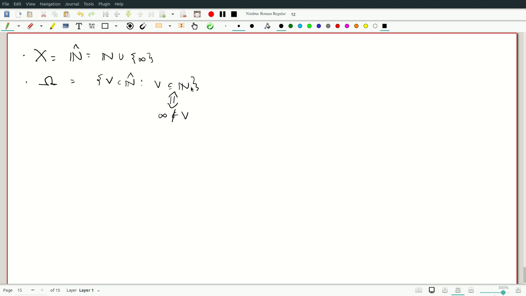So this is a discrete topology when you are considering only natural numbers. This will become precise when we define the subspace topology. But also we'll allow sets V contained in N hat which are cofinite, meaning N hat minus V is finite. So we allow sets which don't involve infinity, and we allow sets which involve infinity but are cofinite. You could be in both of them: you could be cofinite and contained in the natural numbers, so there's no contradiction there. And the proposition is that omega is a topology.